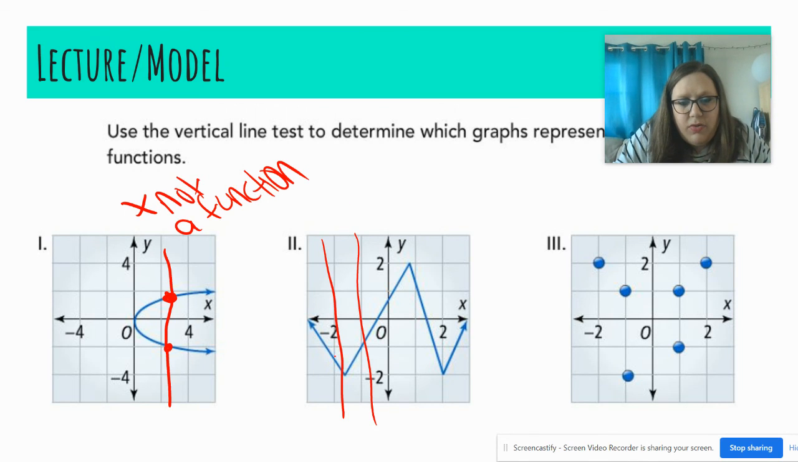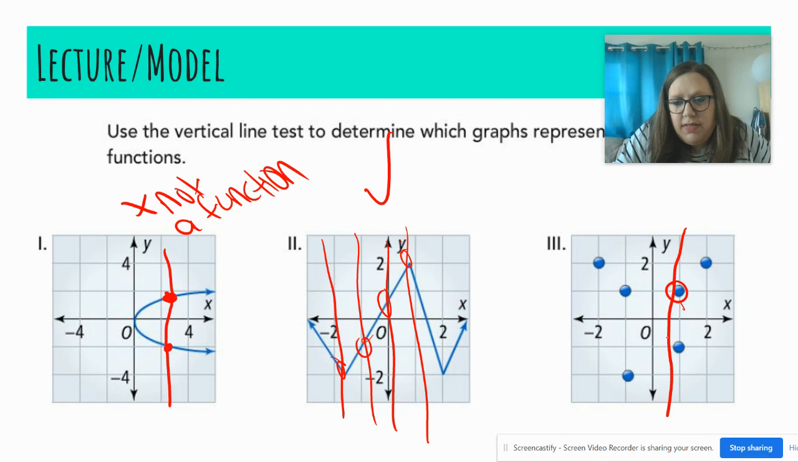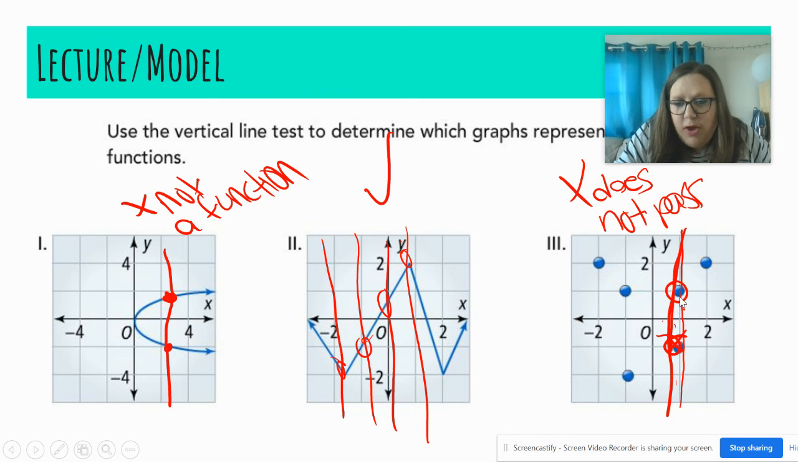All right, drawing vertical lines. It hits there, there, there. Oh, all right, so this one's looking like it does pass. But here it does not pass because it hits, that's an awful vertical line, sorry. It would hit here and here on that vertical line, meaning this does not pass. Again, so that input of 1 has two outputs, 1 and -1. We can't have that. That is not a function.